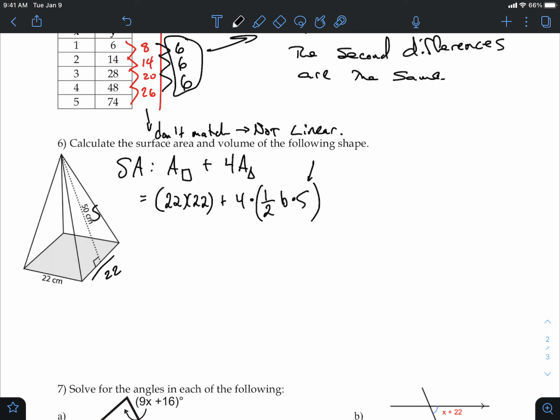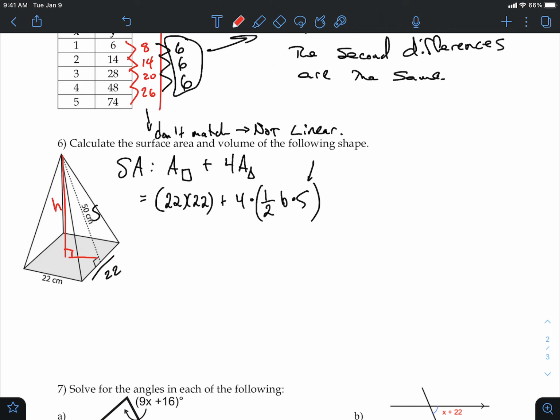Because a lot of people called it height. That's not the height of the triangle. The height of the triangle is here, and that's why I drew what I did on the board. I gave you a little clue. This is height, which is different from the S, the slant.